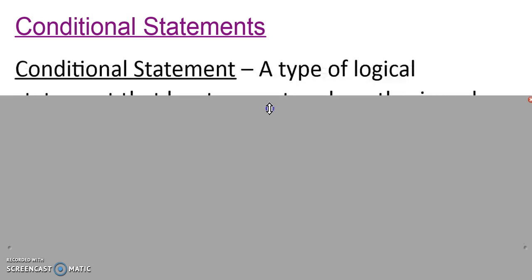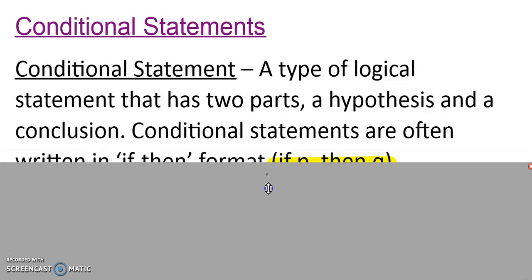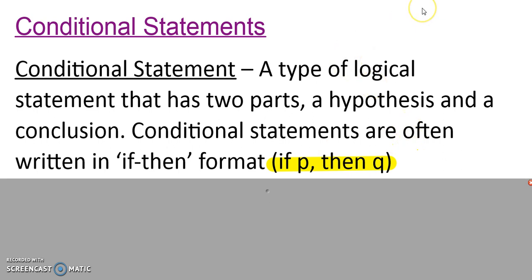So we have conditional statements, which when I told you we were going to write our own story, I said that I wanted them in if-then format, and that's so it would be a conditional statement. So a conditional statement is a type of logical statement that has two parts. It has a hypothesis and it has a conclusion. And conditional statements are often written in the if-then format.